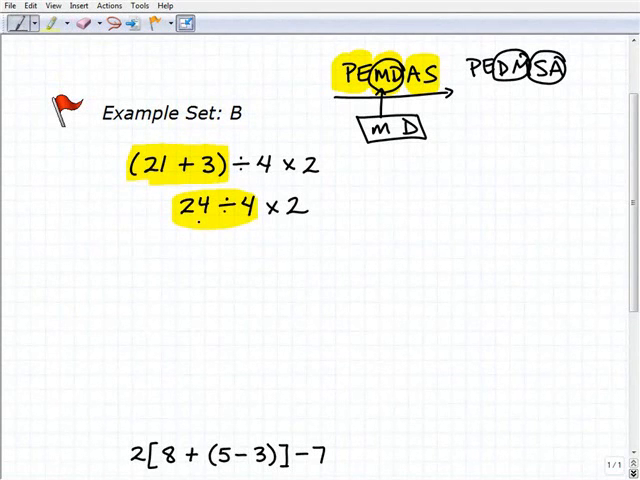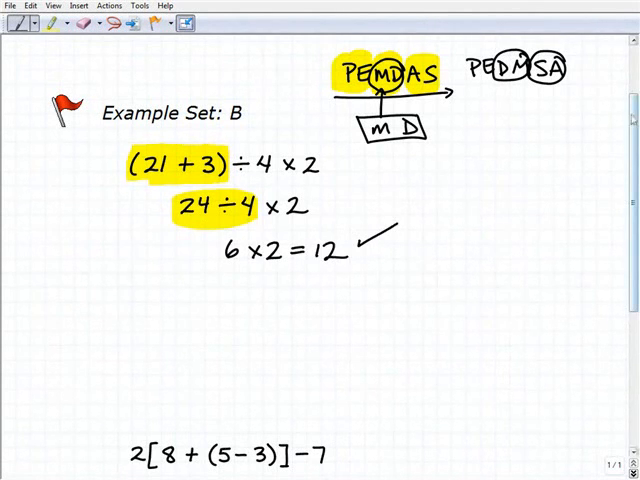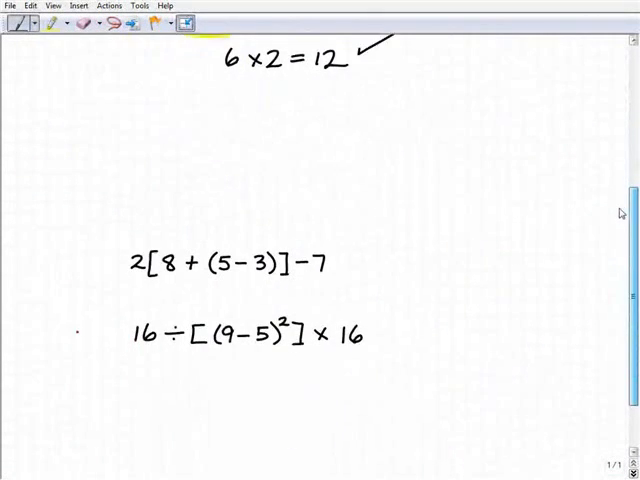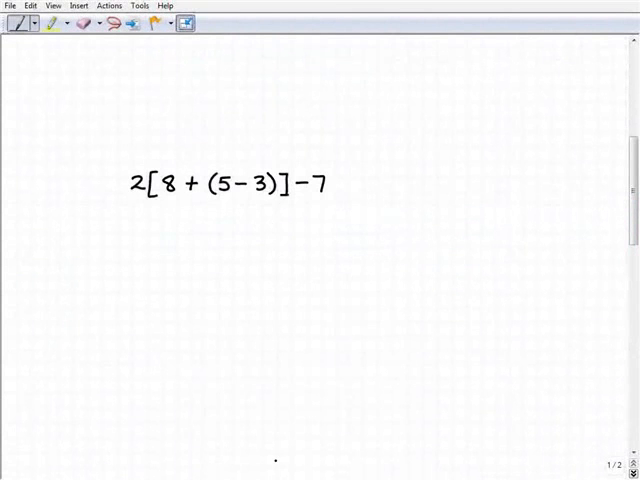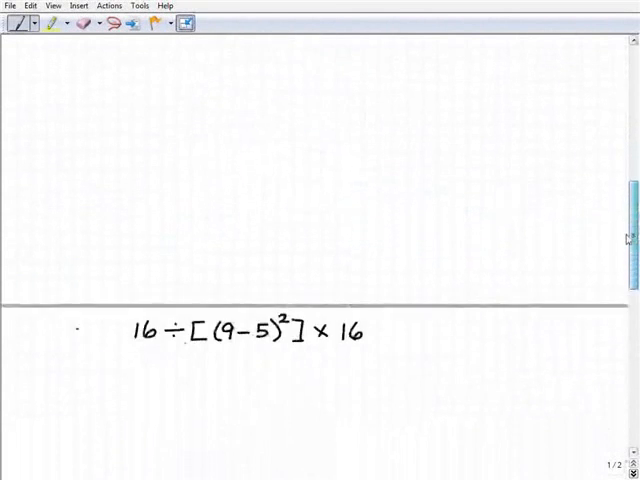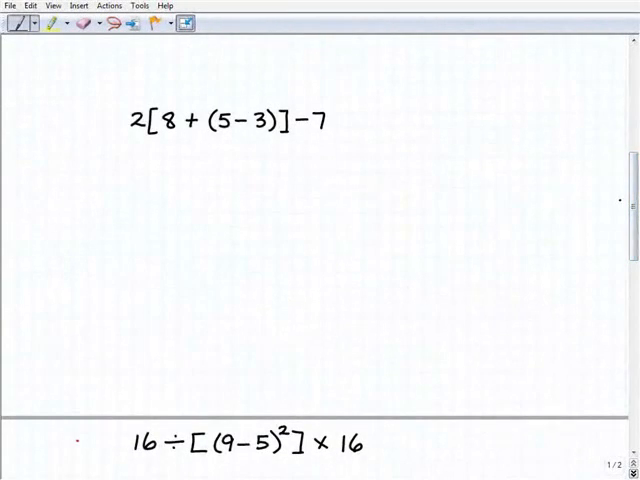So 24 divided by 4 is, of course, 6, and I have 6 times 2, and that is 12. All right. I like to keep hammering that point home because that's one of these areas where students get a little confused, and it's understandable. You can get a little confused with that saying. That's why you're working with me.